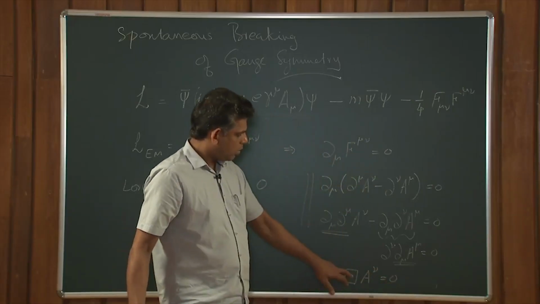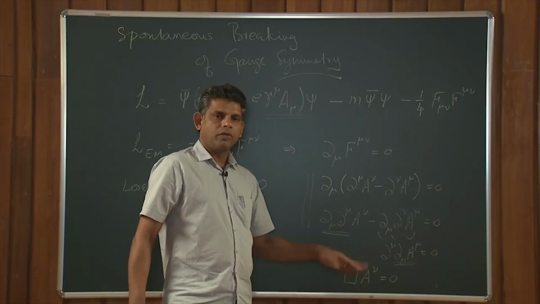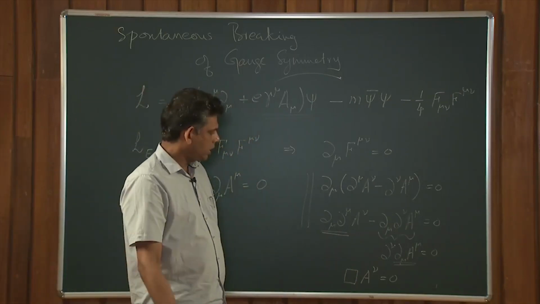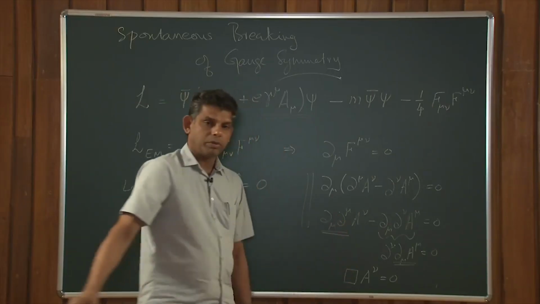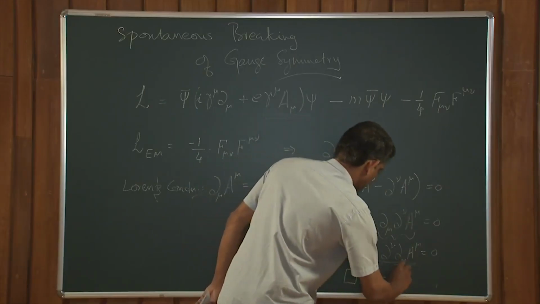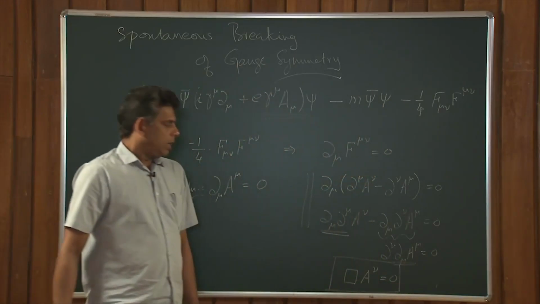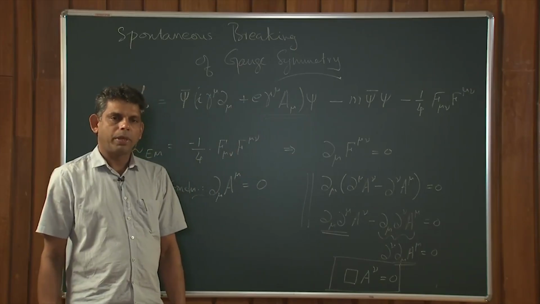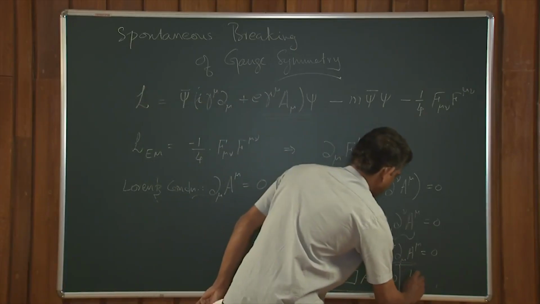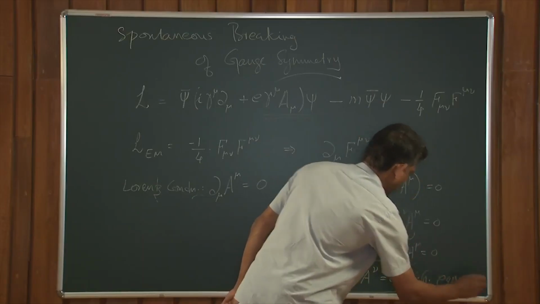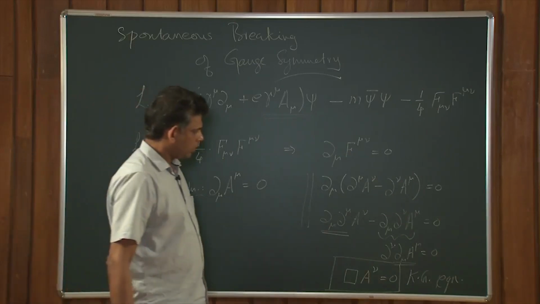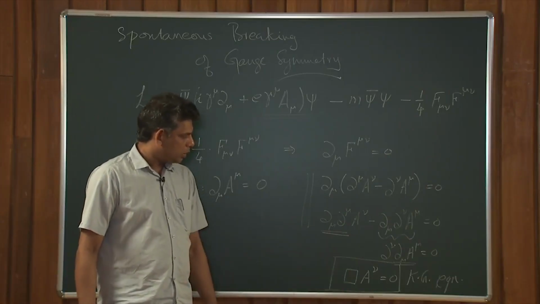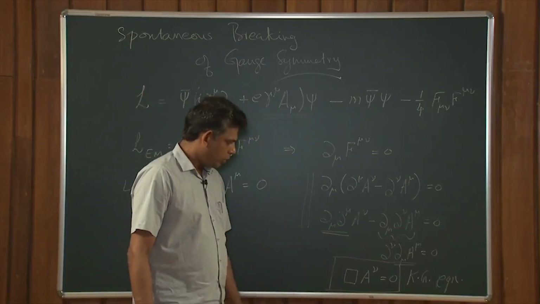Sometimes it is represented as box, sometimes you can also write it as box square. There are different convention notations, but whatever it is, this is going to represent this particular thing here. Look at that, and this we recognize as the Klein-Gordon equation. Okay, so this is the Klein-Gordon equation representing the dynamics of A mu.